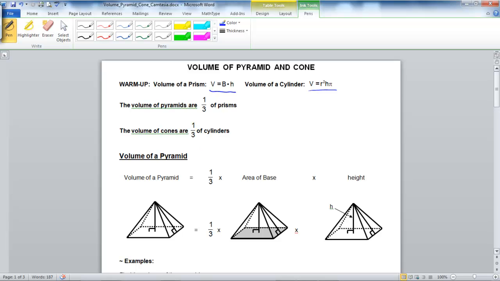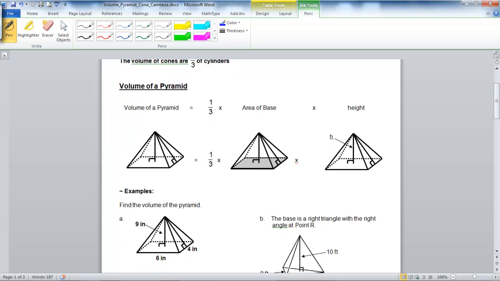So if we look at the volume of pyramids, here's your formula. The volume of a pyramid is 1/3 times the area of the base, just like the prism, and then times the height. We just tack on that 1/3. So 1/3 area of the base times the height, and you have your formula right here. Area of the base, remember, is always that big B, and then times the height.